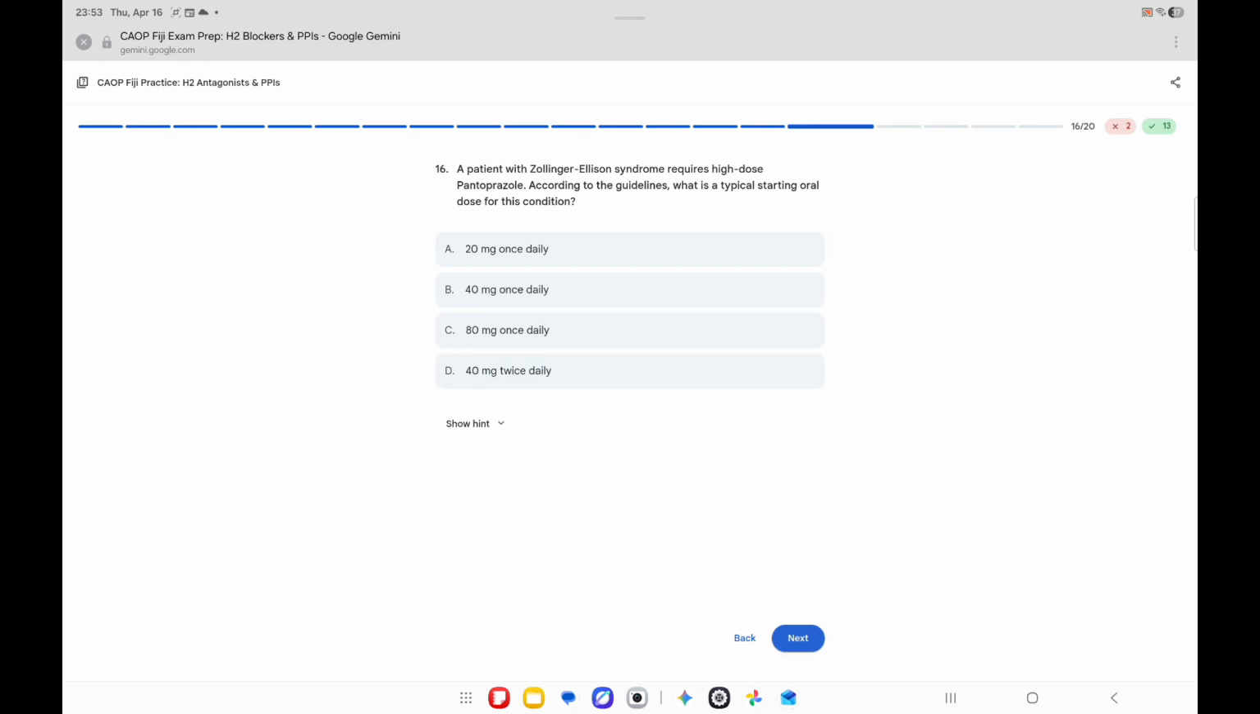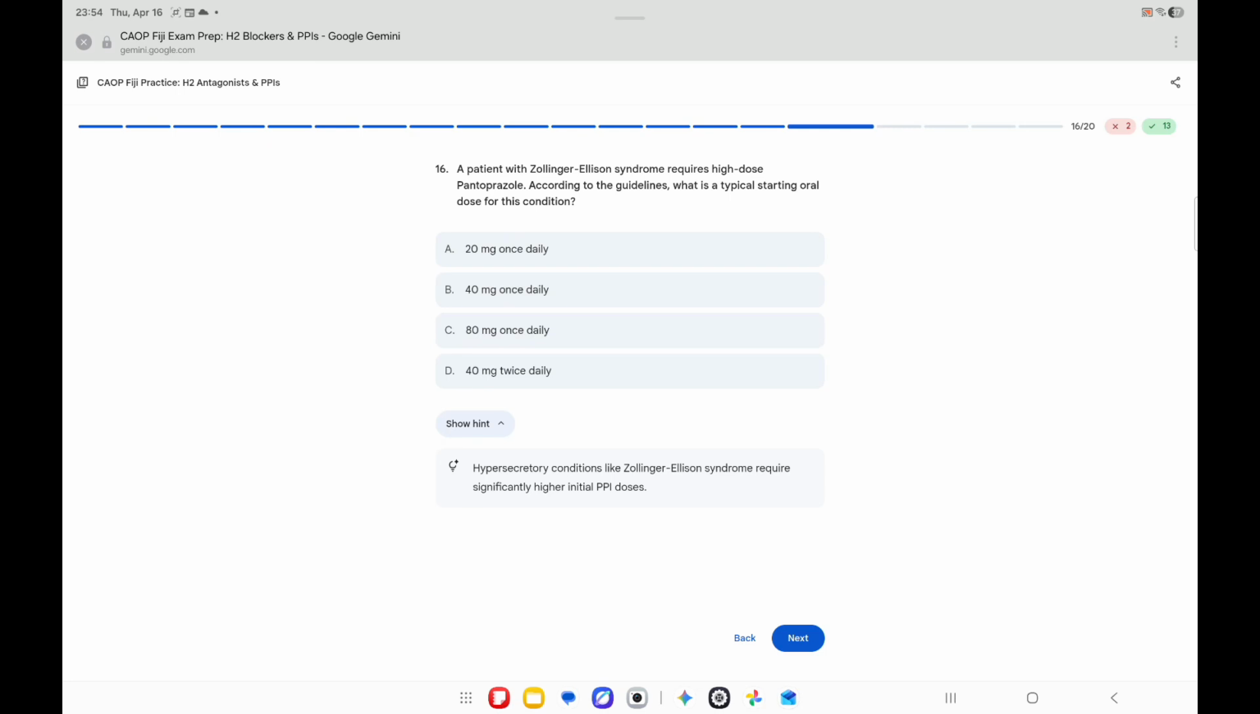A patient with Zollinger-Ellison Syndrome requires a higher dose. Yes, absolutely. Higher dose of pantoprazole according to the guidelines. What is the typical starting oral dose for the condition? High dose, so it can be given BD, 40 milligram BD, but I'm not sure. Hypersecretory conditions like Zollinger-Ellison always require higher doses of proton pump inhibitors, whether it is omeprazole, esomeprazole, or pantoprazole.